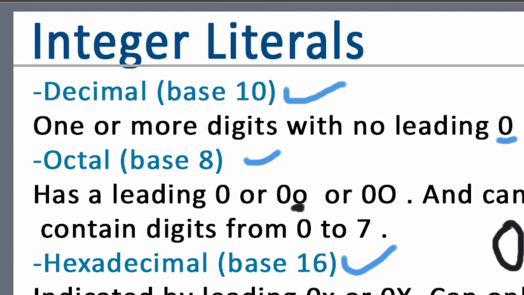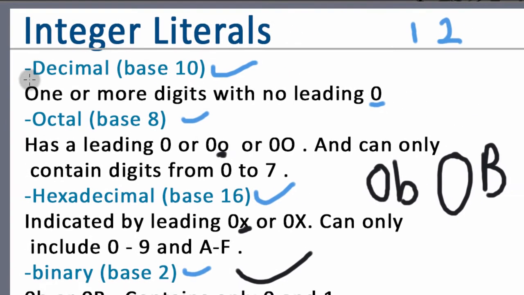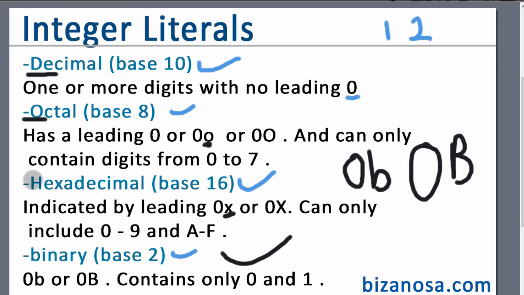So I hope by now you understand the different kinds of integer literals that you can use. You can use a number as a decimal, as an octal, as a hexadecimal, or as a binary. You represent a number as an octal using 0 and O or 0 and capital O, as a hexadecimal by using 0 and X or 0 and capital X, and as a binary by using 0 and small b or 0 and capital B.